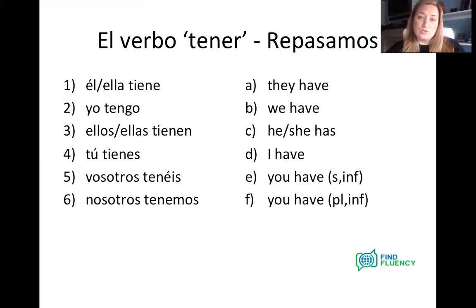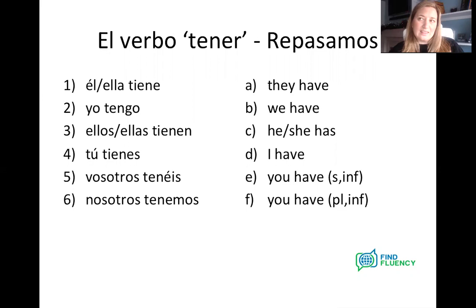So what you really need to do here, we've done this before, is match up the number to the letter with what you think is correct. So number 1, él and ella tiene, you might want to just do this mentally, or you might want to write it down. Number 2, yo tengo. Number 3, ellos and ellas tienen. Number 4, tú tienes. Number 5, vosotros tenéis. And number 6, nosotros tenemos.